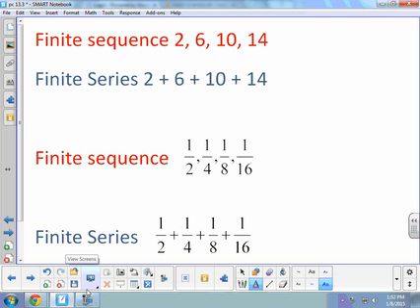Well, I'm sure you're asking yourself at this point, what's the difference between a sequence and a series? A sequence is just a list of numbers. A series is when you are adding those numbers together. I would make sure you know the difference. You might see something like that on a lesson quiz.